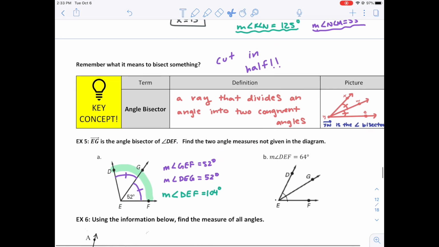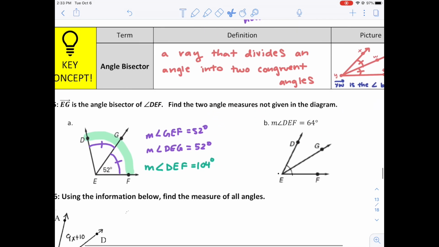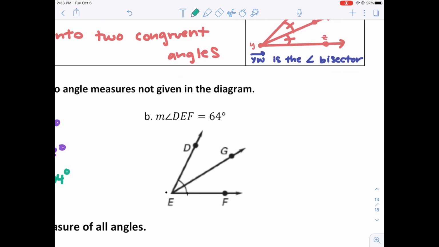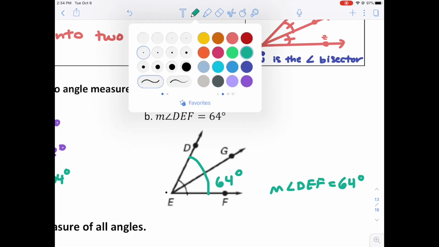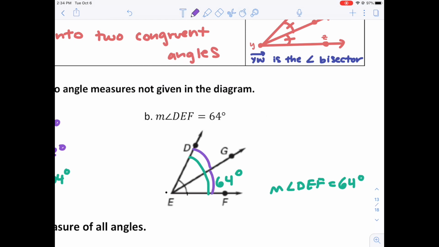Same thing on the next example, except I'm given the whole instead of the part. So the entire measure is 64 degrees. Measure of angle DEF is 64 degrees. And EG is a bisector, so that means that those 2 angles have the same value but are going to add up to 64 degrees. So you can probably do that in your head. Half of 64 is 32 degrees. So that's going to be the measure of angle DEG and the measure of angle GEF.